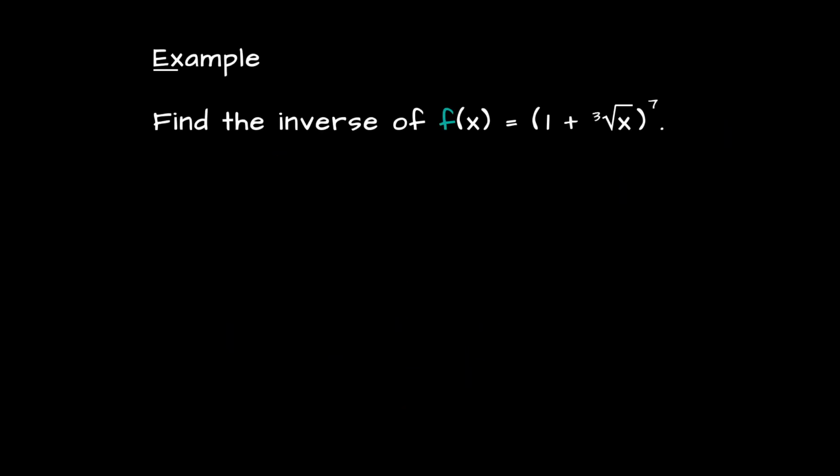Let's try to apply this method to a more difficult problem. So this example is asking us to find the inverse of the function defined by the formula 1 plus the cube root of x, all raised to the power 7. And what we'll do is begin by writing this with the variable y in place of f of x. So we'll just say y is equal to 1 plus the cube root of x, all raised to the power 7. This presents the variable y as a function of x, and what we want to do is present x as a function of y. So we want to solve for x here.